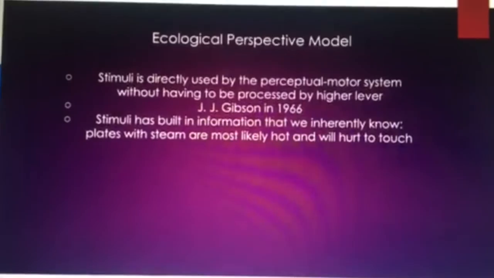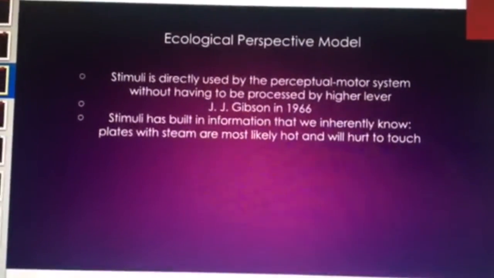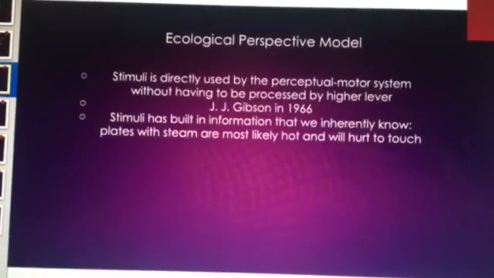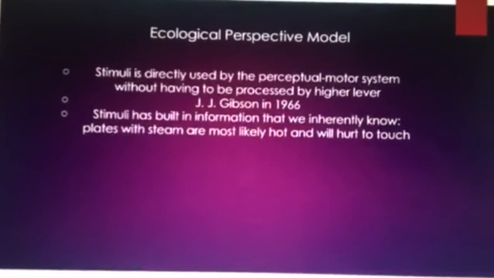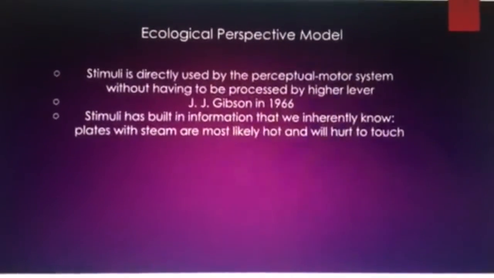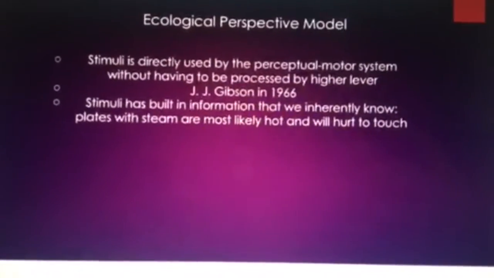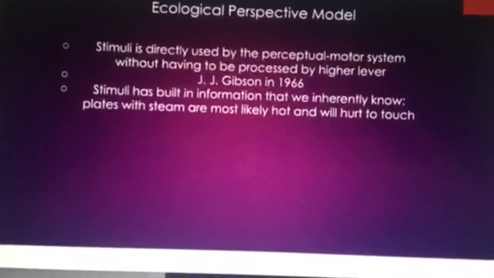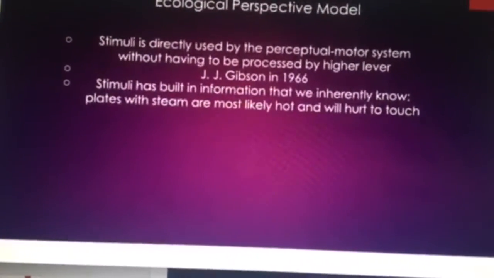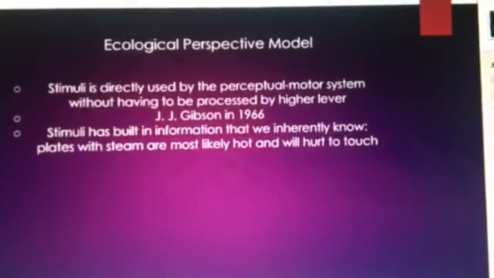Gibson's main argument was that any stimuli received by the body or brain already contained any information that was needed, and so it did not require the central nervous system to process it any further. All of the necessary information was already there and well known. An example of this could be smelling a food and already inherently knowing what it tastes like, or seeing steam rising off of a plate of food and knowing that it is hot without having to process that knowledge. It's already inherently known.